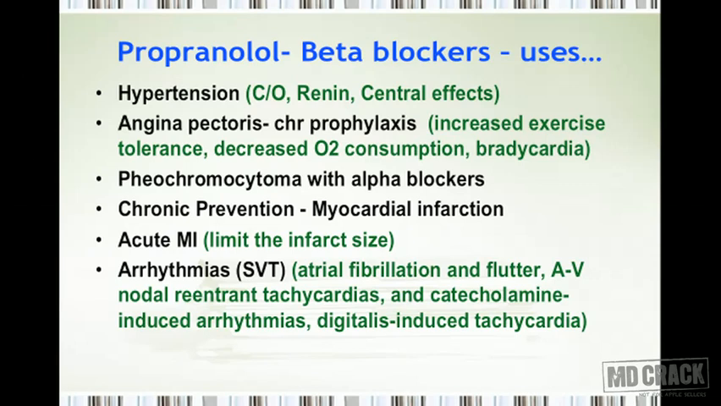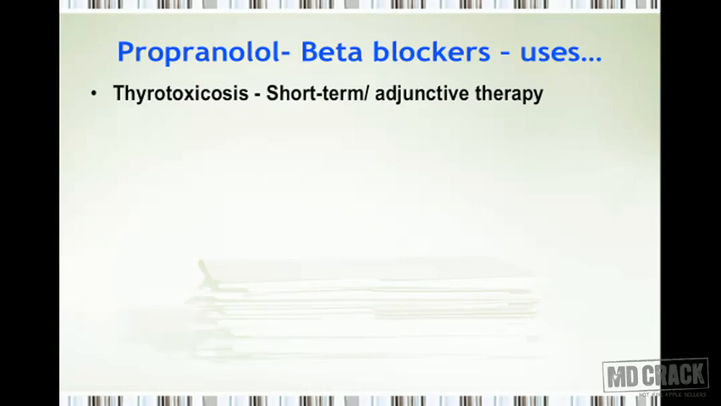They are especially useful for supraventricular tachycardias, including atrial fibrillation and flutter, AV nodal re-entrant tachycardias, and catecholamine-induced arrhythmias, as well as the digitalis-induced tachyarrhythmias. This slide is showing you all the effects of beta blockers, which are mostly concerned with the cardiovascular system. Now we go to the other uses of beta blockers, which are equally important, and it contains thyrotoxicosis. For short-term adjunctive therapy, beta blockers are extremely useful because they decrease the manifestations of anxiety associated with thyrotoxicosis.